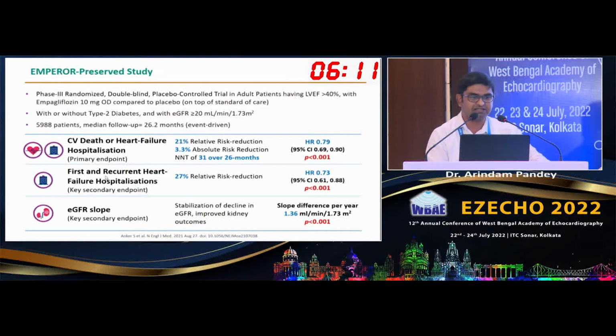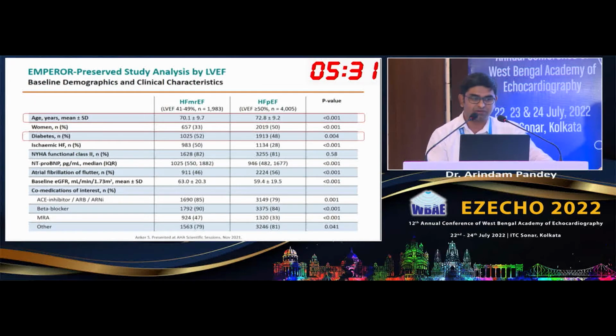And then this EMPEROR-Preserved trial. This is a landmark trial, probably the first trial in the history of heart failure with preserved ejection fraction which was successful. The primary endpoint was cardiovascular mortality and heart failure hospitalization. It was statistically significantly reduced with a p-value of less than 0.001. I'll go into detail on this. The secondary endpoints, first and recurrent heart failure hospitalization, as well as the eGFR slope decline, were both statistically significantly improved. So it was not only good for heart failure and mortality, but also good for the kidney. So this is the overall trial result.